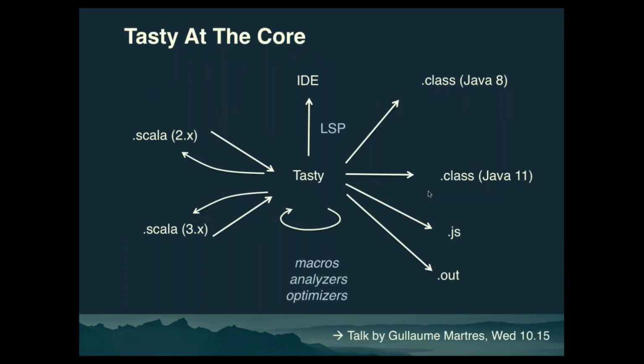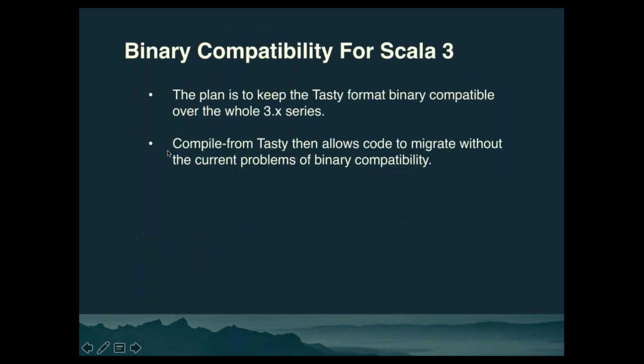All that is possible by having our own interchange format called Tasty, which represents Scala 3 at a very high level and gives you all the information about type-checked Scala 3 programs. That should also enable things like cross-platform compilation directly from Tasty, and that also gives you the symbolic information between the 2 and the 3 series of the compilers.